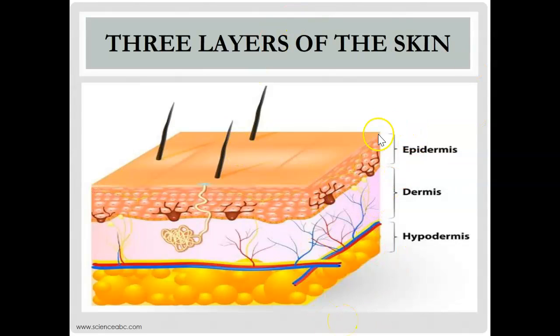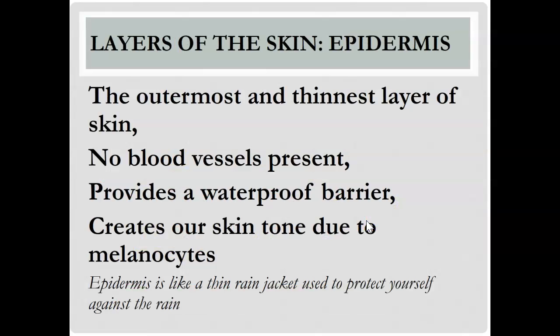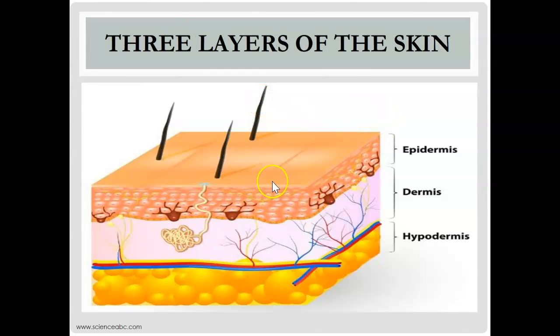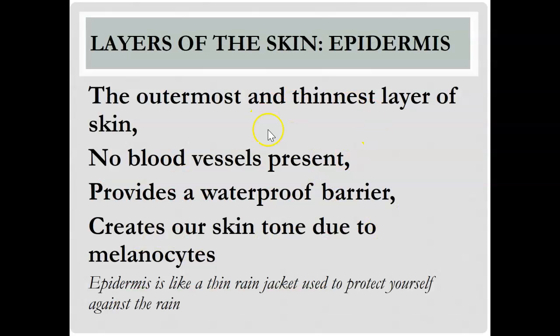The layers of the skin. This is basic stuff that goes back to A and P. The epidermis, the outer layer, the dermis, the middle layer, and the hypodermis, the fat cushioning layer. A lot of your pressure wounds can happen down in this area. The epidermis, again, this outer layer, is the outermost, the thinnest layer of skin. No blood vessels present. It's a waterproof barrier. It determines your skin tone as well, the melanocytes. The epidermis is like a thin rain jacket used to protect yourself against the rain. Think of it that way.